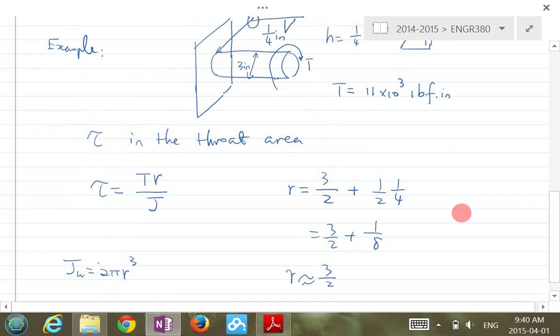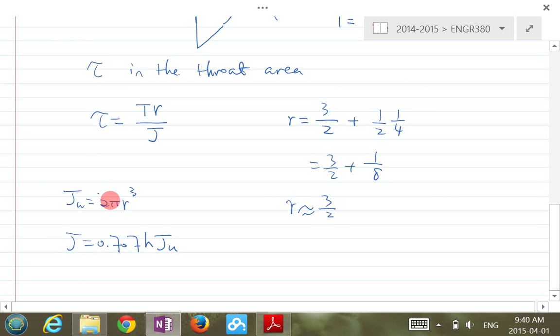And h is a quarter. So JU is this, and R is this. Now you have all the parameters, all the values. You can calculate tau. It turned out to be 4.4 ksi. What table was that? Table 9-1. 9-1 is for in-plane, because I'm going to have a 9-2 for the second case.